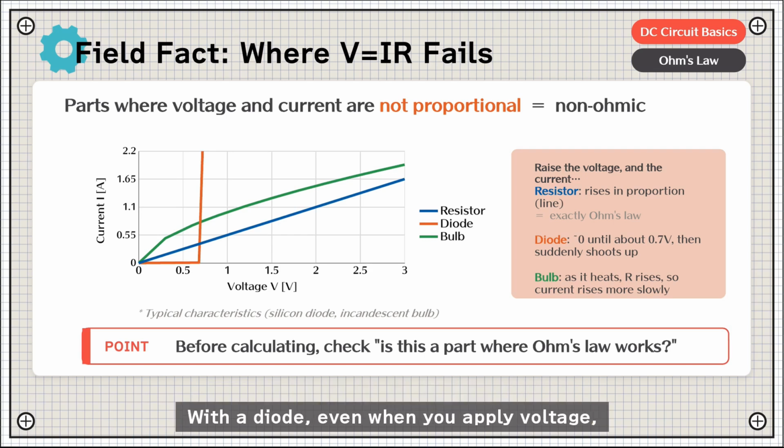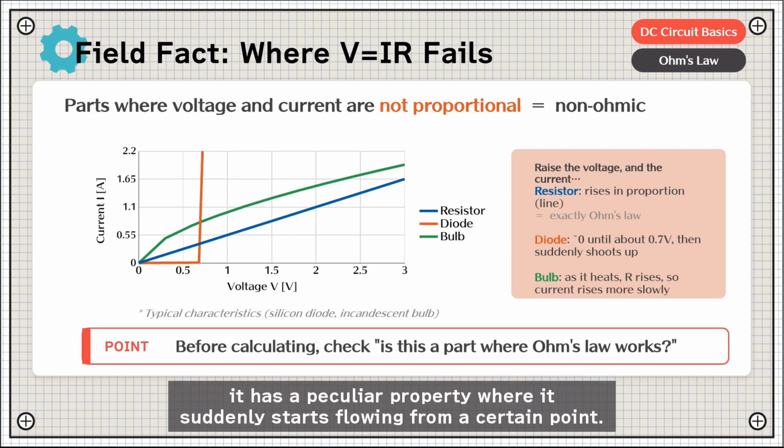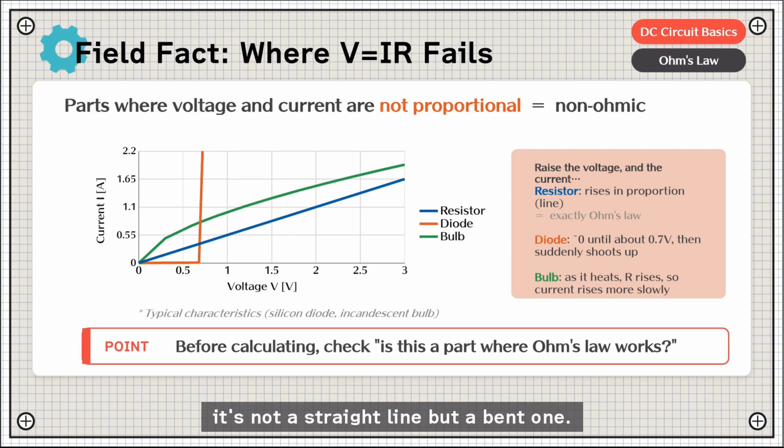The first is the diode. With a diode, even when you apply voltage, the current doesn't smoothly increase in proportion to it. It has a peculiar property where it suddenly starts flowing from a certain point. If you draw a graph of voltage and current, it's not a straight line but a bent one.